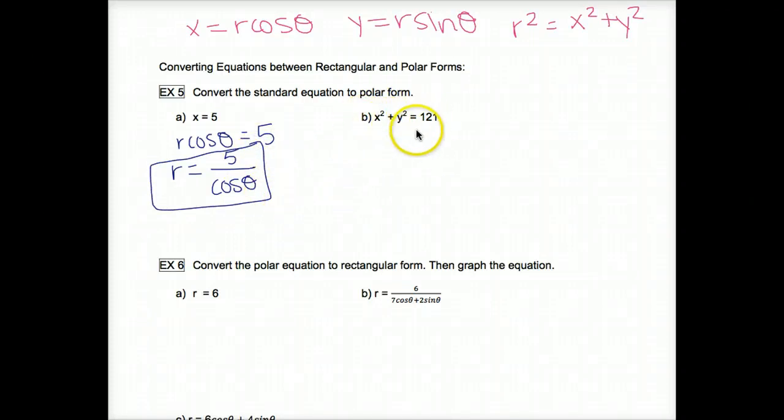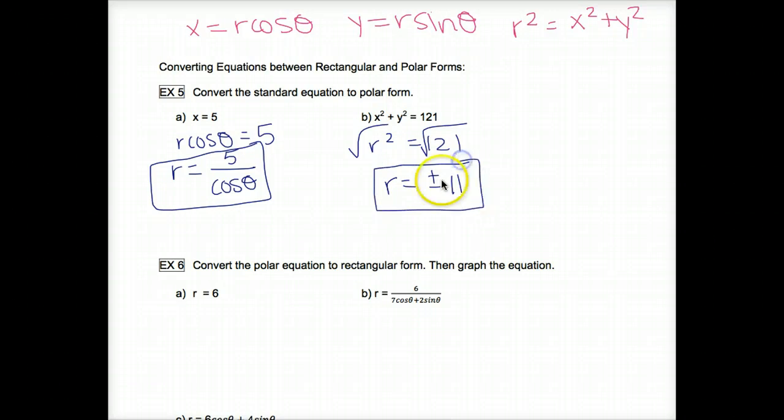In part B, you could do the same thing that I did in part A and substitute r cosine theta for x, r sine theta for y. But in this case, it's probably easier to use this substitution because x squared plus y squared is going to be r squared. And so if r squared is 121, then to solve for r, all I have to do is square root both sides. So I'm going to have r equals plus or minus 11 as my two different solutions for my equation.